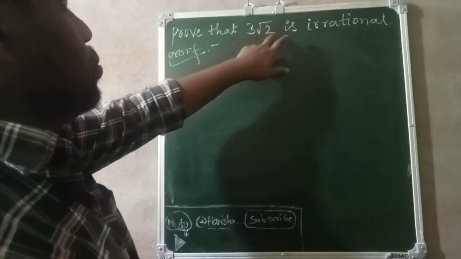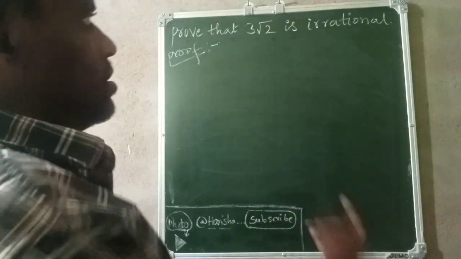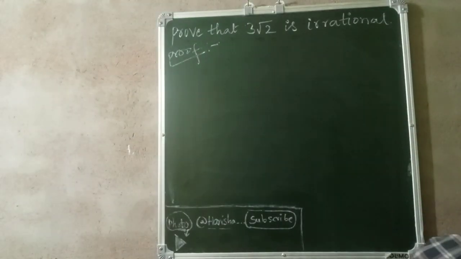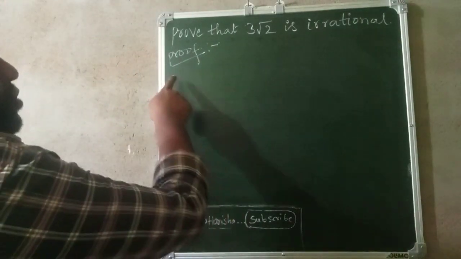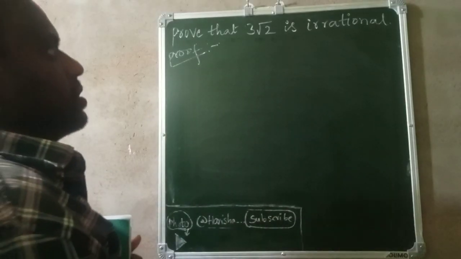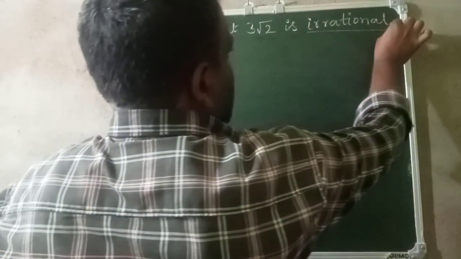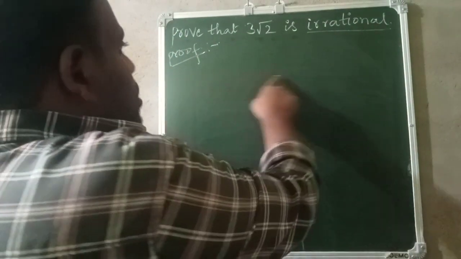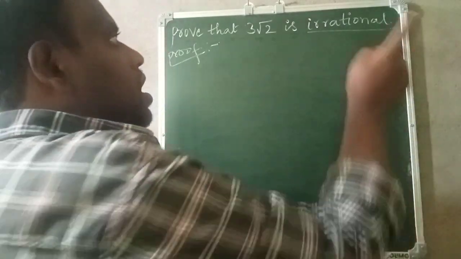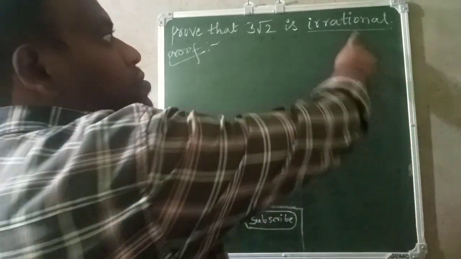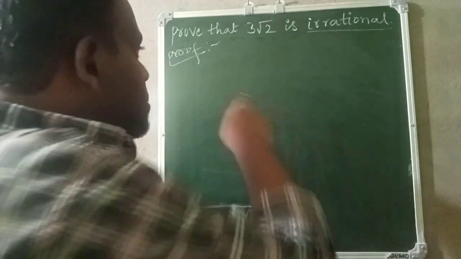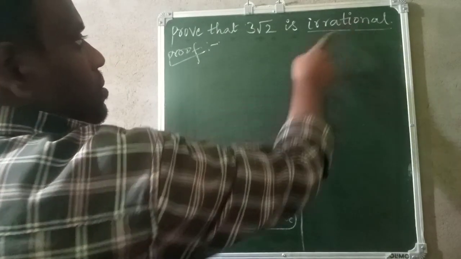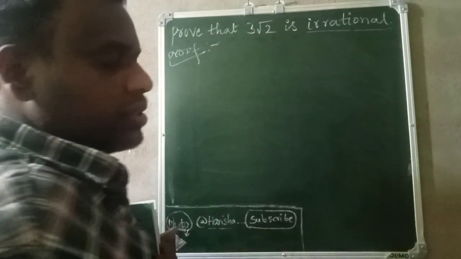Prove that 3 root 2 is irrational. So we have to prove that 3 root 2 is an irrational number. What is the first step here? We have to prove it is irrational, but in the first step we will take the reverse, the opposite of this, and assume it.